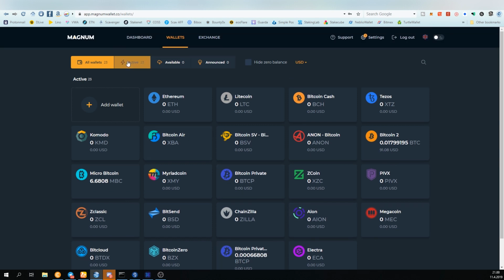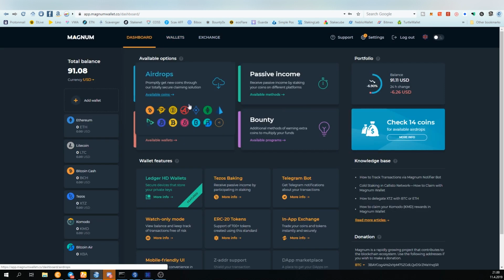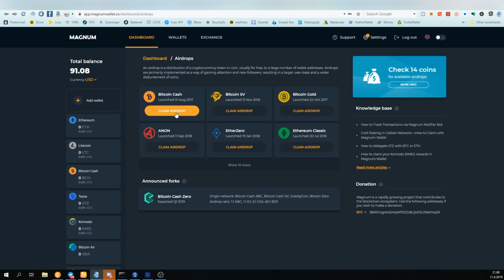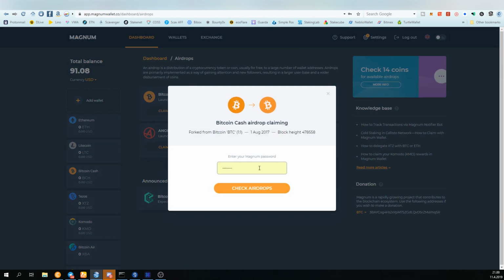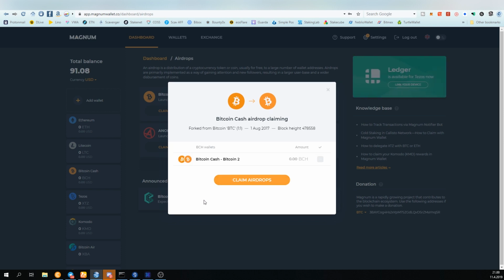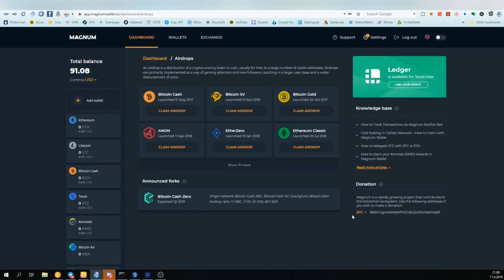And basically, we are able to see airdrops available. Okay, claim airdrop. It checks your Bitcoin address and all the things. You can import like 5 different Bitcoin addresses to the service, and it will check airdrops. Okay, we have nothing here.